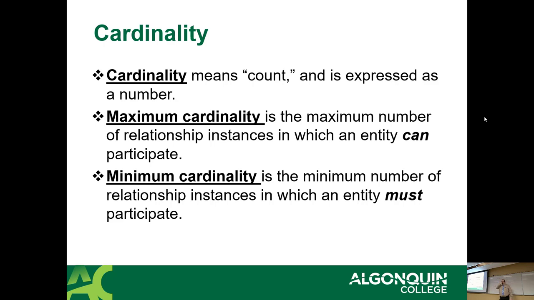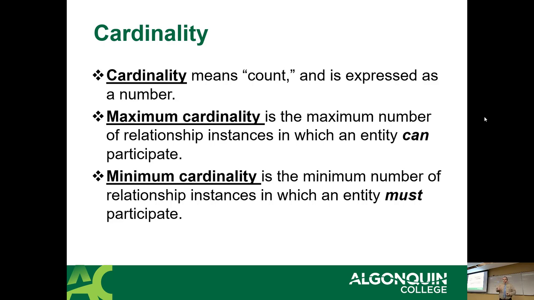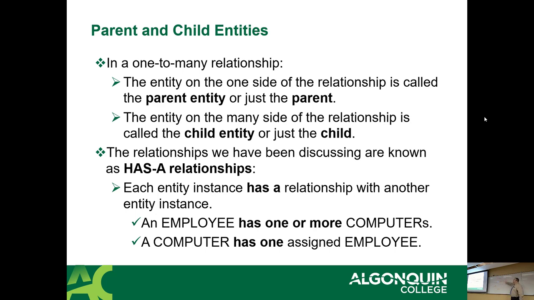Let's go with this. A minimum cardinality is either 0 or 1. In other words, it's optional or it must be there. That's 0 or 1. Maximum cardinality is 1 or more. It's not 1, 3, or 5. It's 1 or more. So, a one-to-many relationship is an example where the entity on one side is a parent and the other one's a child. Each parent record can have 0, 1, or more children. The 1 or more is the maximum cardinality. The 0 or 1 is the minimum cardinality.